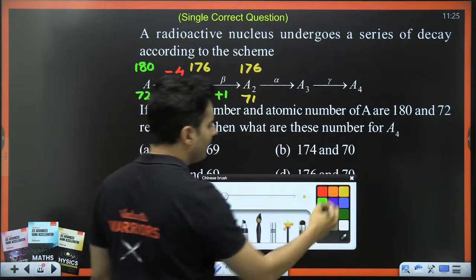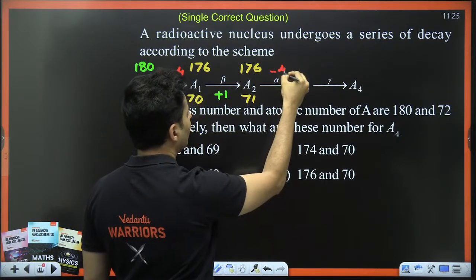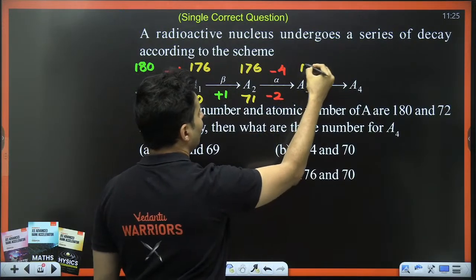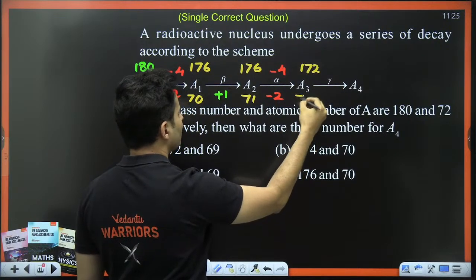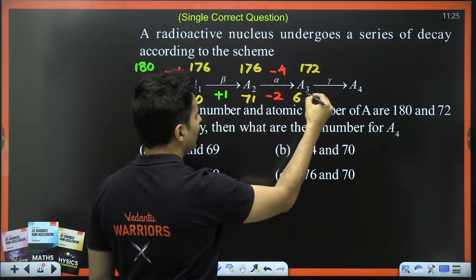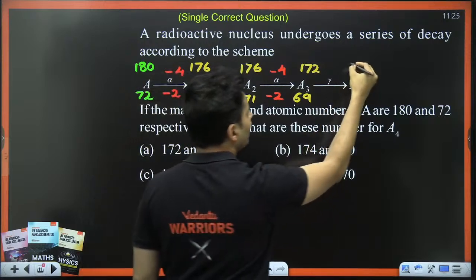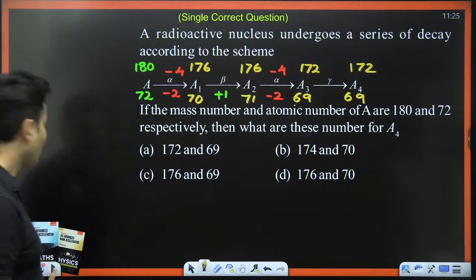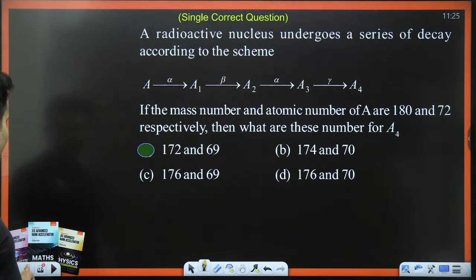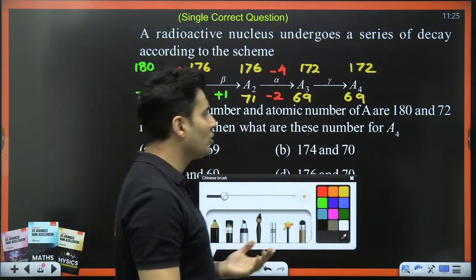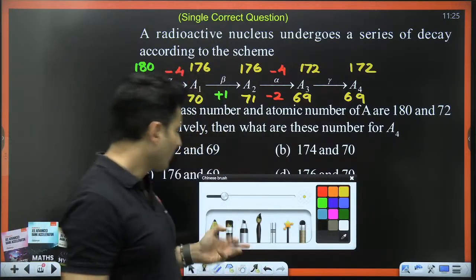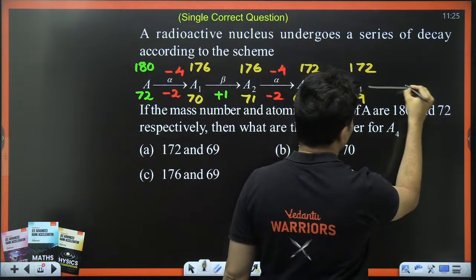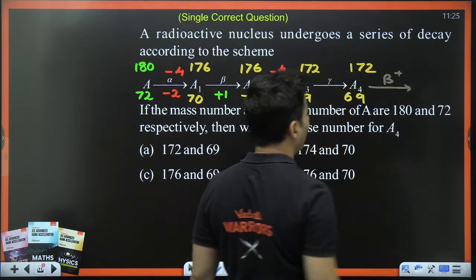Again, there is an alpha particle. It reduces the atomic mass number by 4 and the atomic number by 2. So what remains is basically 172, and this will become 69. What does a gamma particle do? It does not do anything. So it just remains as it is, 172 and 69. Keep this in mind. And remember, sometimes you might get a beta plus particle. I know there is no beta plus here, but just by chance, imagine if there was a beta plus particle, then what would it do?